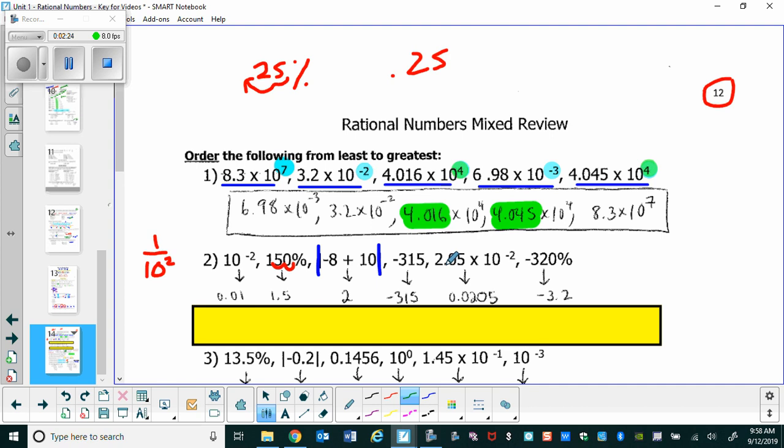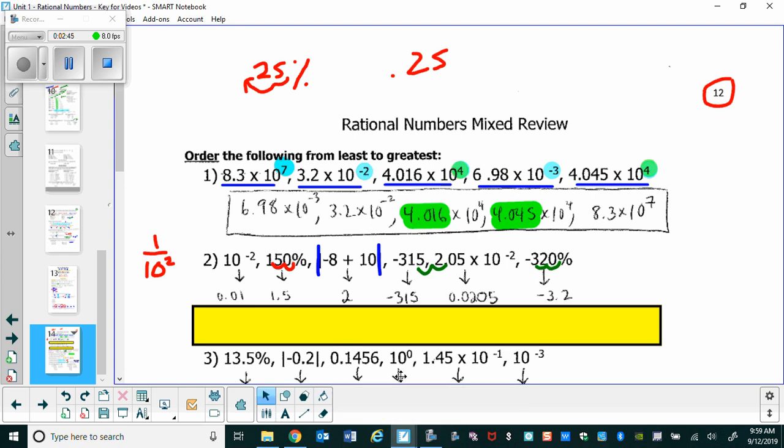Now this next one is in scientific notation, and it's really just 2.05 times 1/100th. So if I want that back in standard form, I'm going to move the decimal back twice, and that's where I'm getting the 0.0205. And this last number, it's a percent, so I'm going to move the decimal back twice, and I'm really dealing with a -3.2. So now we've got all of the numbers written in standard form.